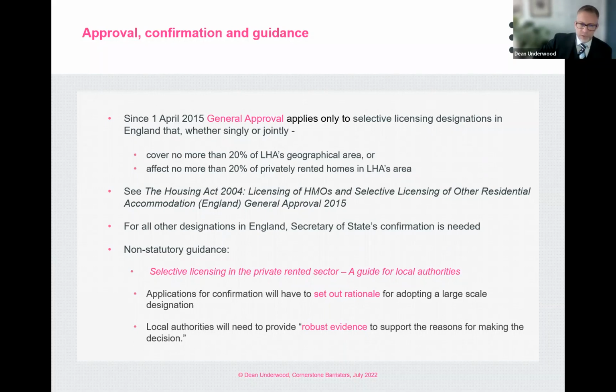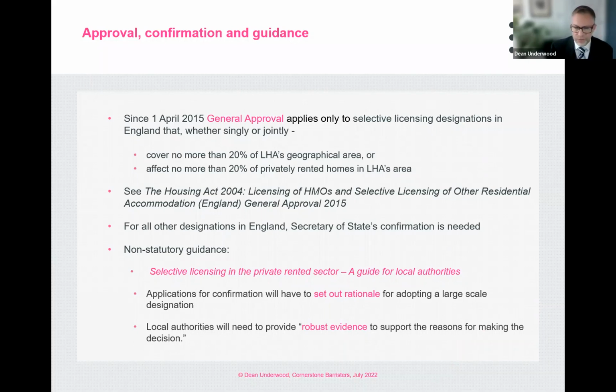For any other designation that falls outside of that bracket, the Secretary of State's confirmation is needed. And as many of you will know, the process of obtaining confirmation is a laborious, time-consuming and often vexed process in which there is a degree of toing and froing between the local housing authority and ministry before confirmation is granted, and often a significant period of delay. There is non-statutory guidance which provides some direction when it comes to seeking confirmation, and you'll find that in the Selective Licensing in the Private Rented Sector: A Guide for Local Authorities, guidance issued by, as it then was, the DCLG.